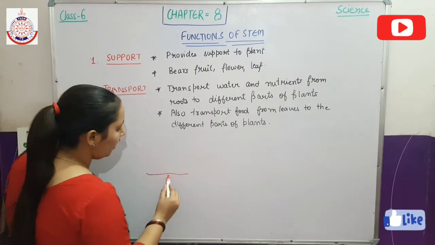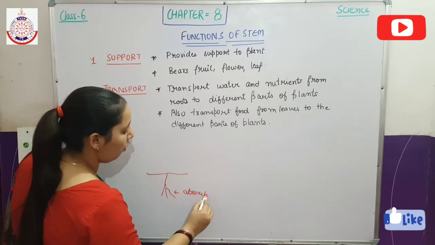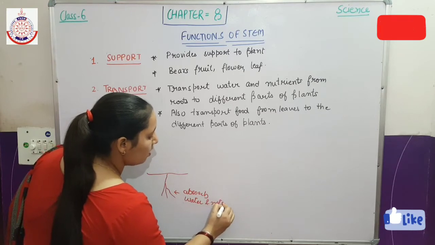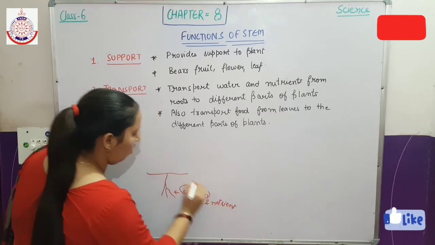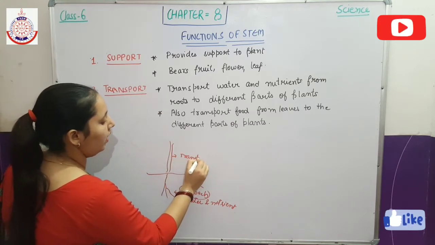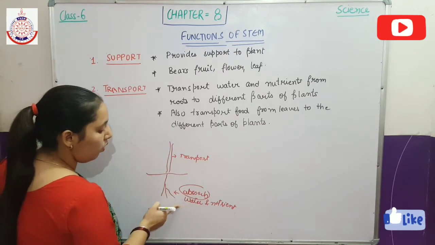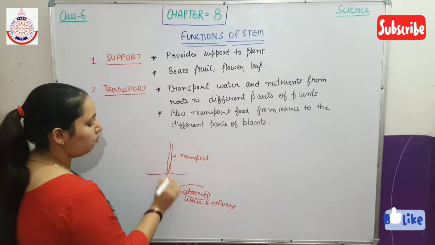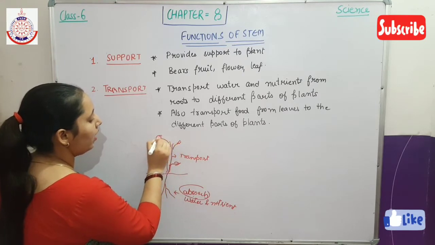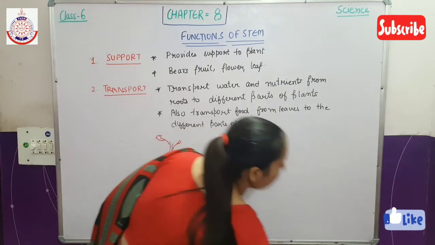How? You know that roots absorb water and nutrients from the soil. They absorb. And what does the stem do? The stem transports. ट्रांसपोर्ट का मतलब होता है एक जगह से दूसरी जगह तक लेके जाना. रूट्स उसको एब्जॉर्ब करती हैं और स्टेम क्या करता है? उस वाटर और न्यूट्रिएंट को एक पार्ट से दूसरे पार्ट्स तक लेके जाता है. This is the first function. Now what is the second?